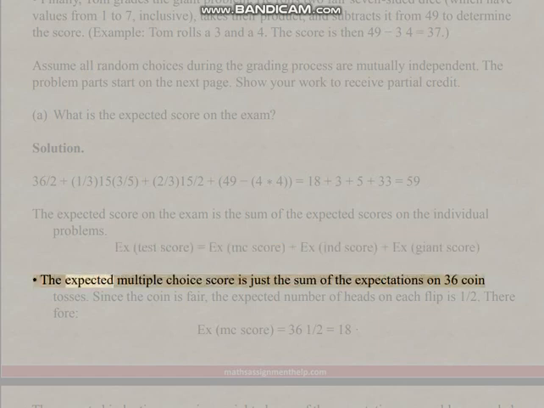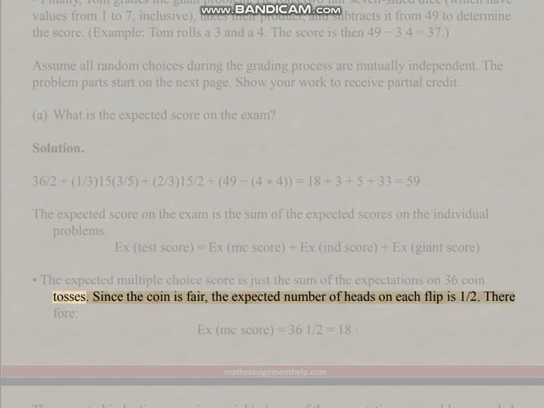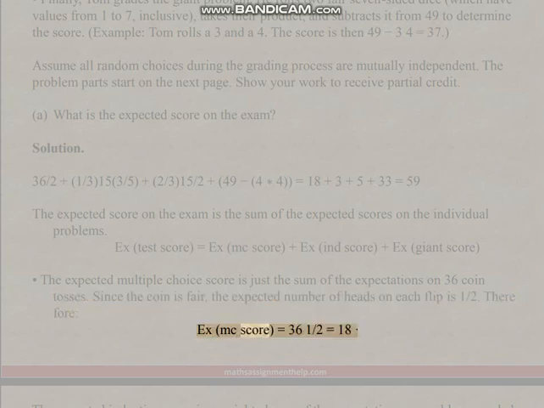The expected multiple choice score is just the sum of the expectations on 36 coin tosses. Since the coin is fair, the expected number of heads on each flip is 1/2. Therefore, E[MC score] equals 36 times 1 divided by 2 is equal to 18.